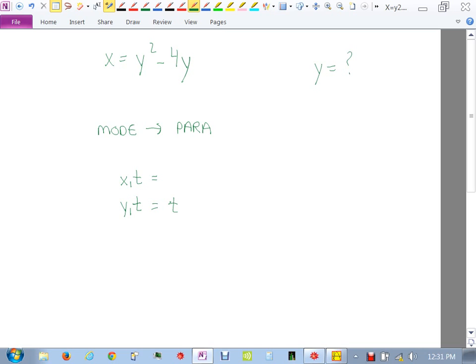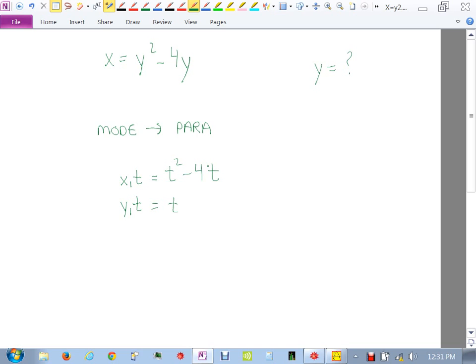What's x1? Well, it's y squared, right? But what is y? T. So it's t squared minus 4 what? T. You see how this works? If y is t, then t squared minus 4t is really y squared minus 4y. And that's what x will be. Any questions? Now graph.